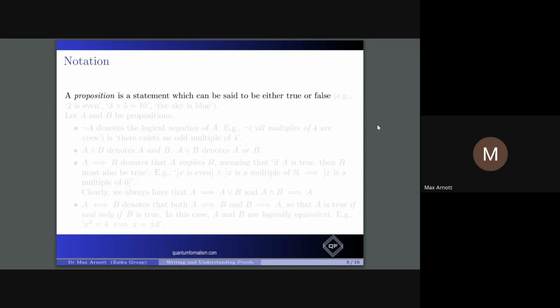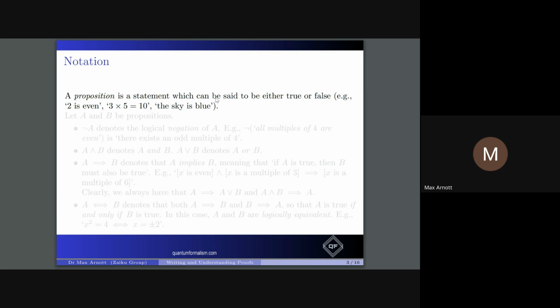A proposition is a statement which can be said to be either true or false. For example, 2 is even, that's a proposition and it's true. 3 times 5 is 10. Okay, it's a proposition, but it's not true. And the sky is blue. Whether that's true or not depends on the weather, I suppose.